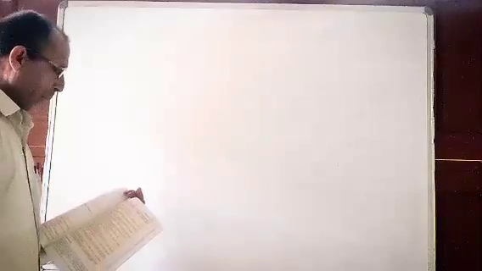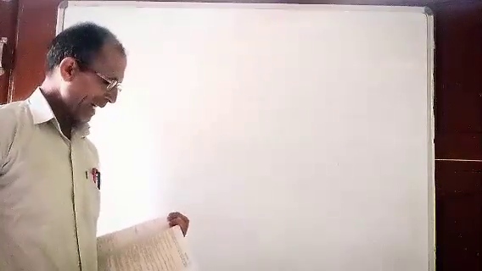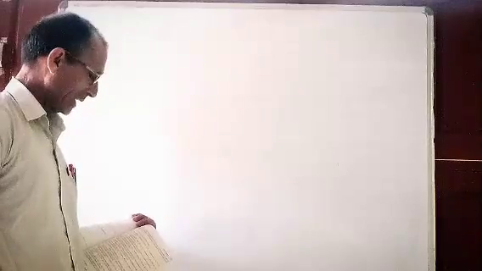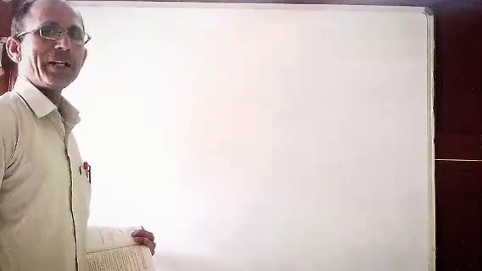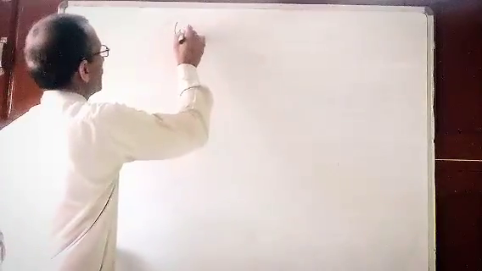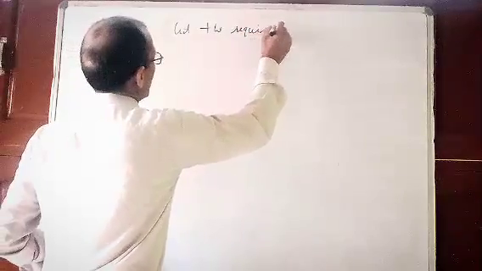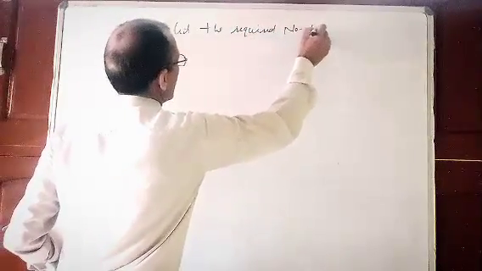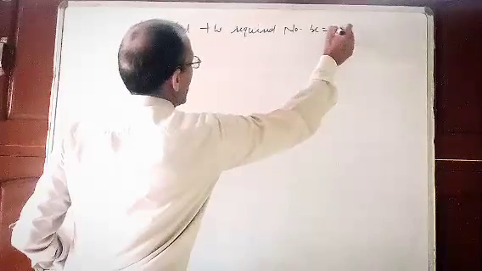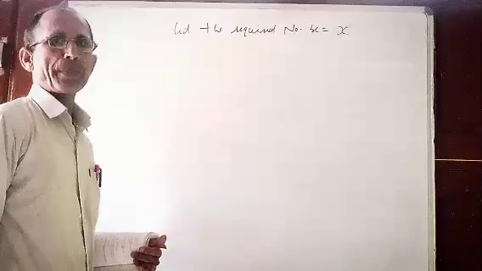Question number 5: if 5 by 2% of a number is 40, then find the number. Read the statement properly. The number is not given, so you can assume. Let the required number be x.